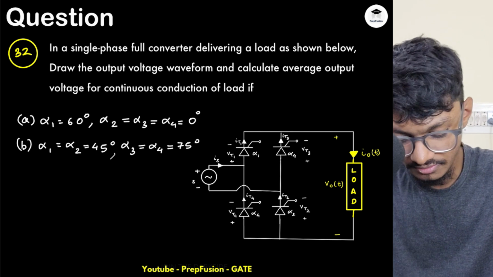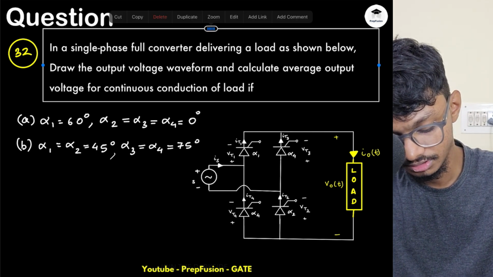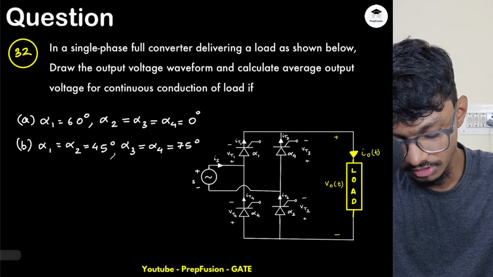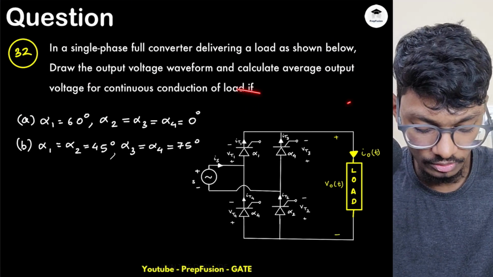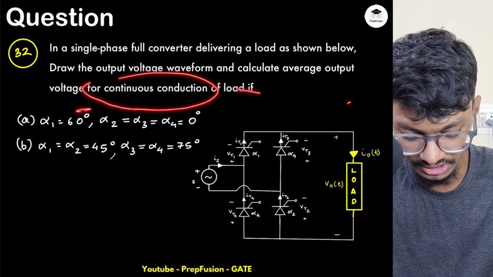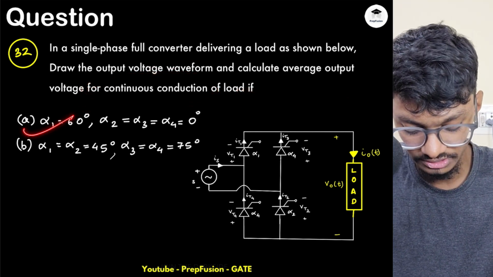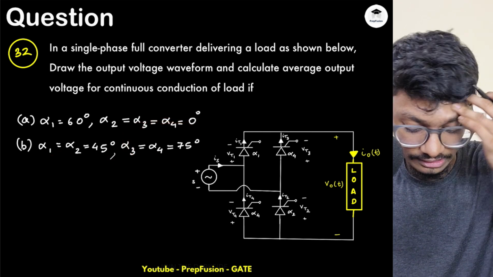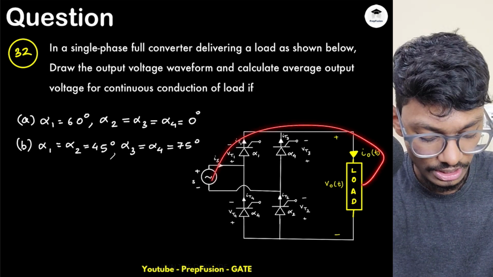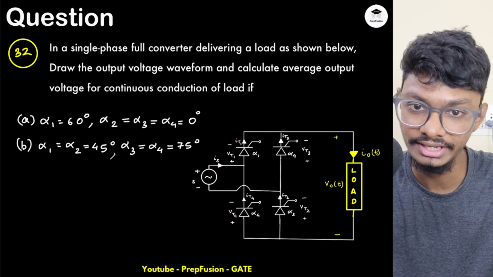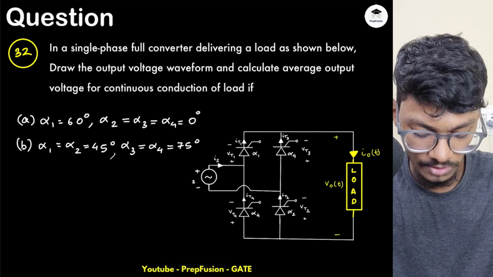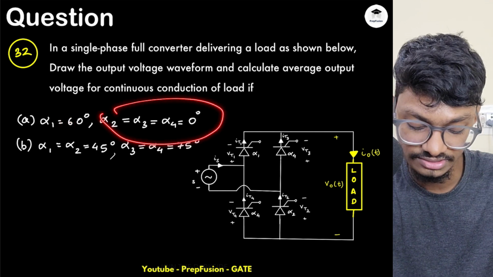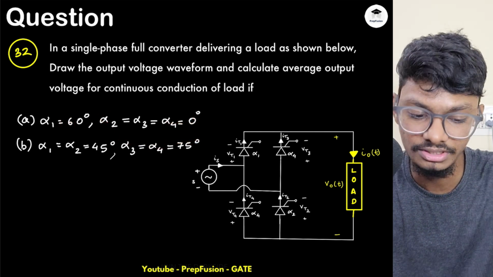Next, in a single phase full converter delivering a load as shown below, draw the output voltage waveform and calculate the average output voltage for continuous conduction of load if alpha 1 is this, and alpha 2, alpha 3 are all this. So here you have been given a single phase converter, but this time your triggering angles are actually not synchronized. They're different. So for the T1 thyristor, it is 60 degree, and for other thyristors it is simply 0 degree.